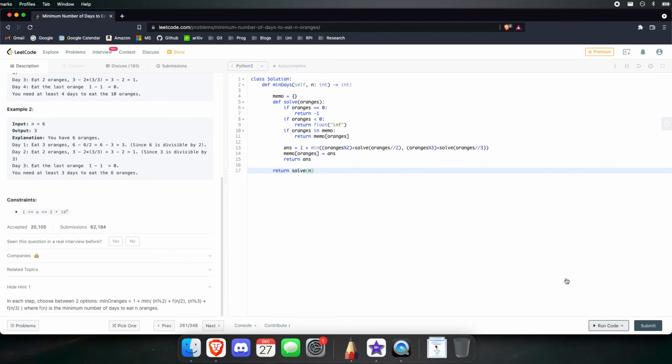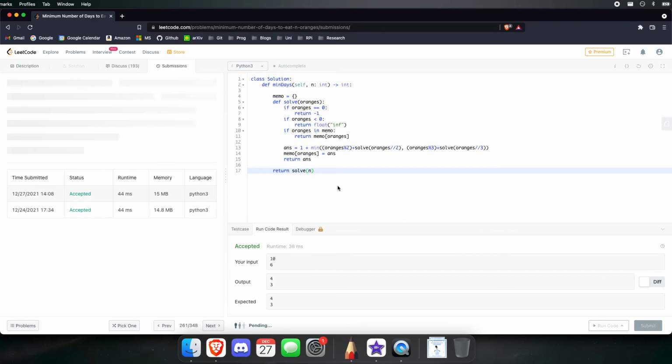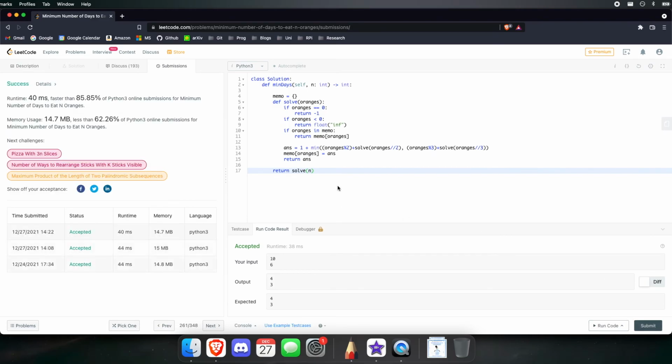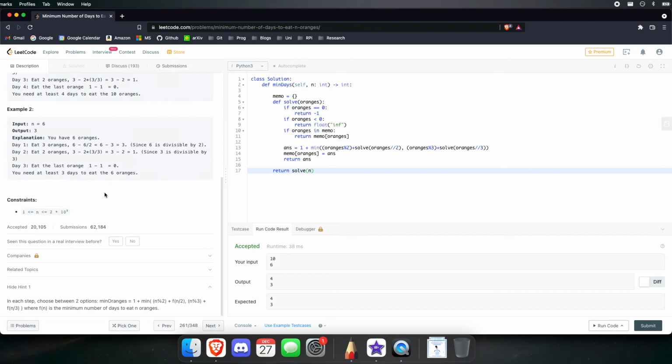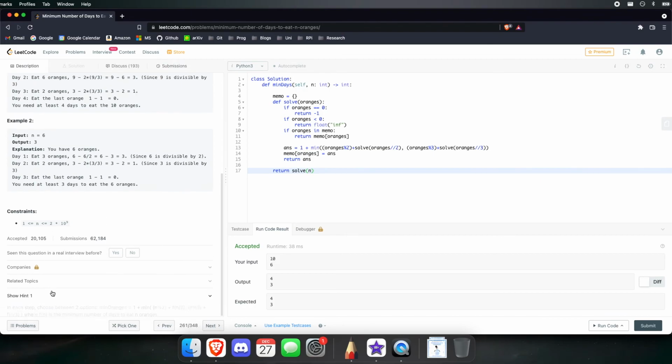Now let's run this code, see if I made any mistakes anywhere. I didn't. Now let's submit. And it gets accepted. Perfect. So as you can see, this is actually a pretty simple problem. Even though it's labeled as hard, it is extremely straightforward, mostly thanks to the hint.